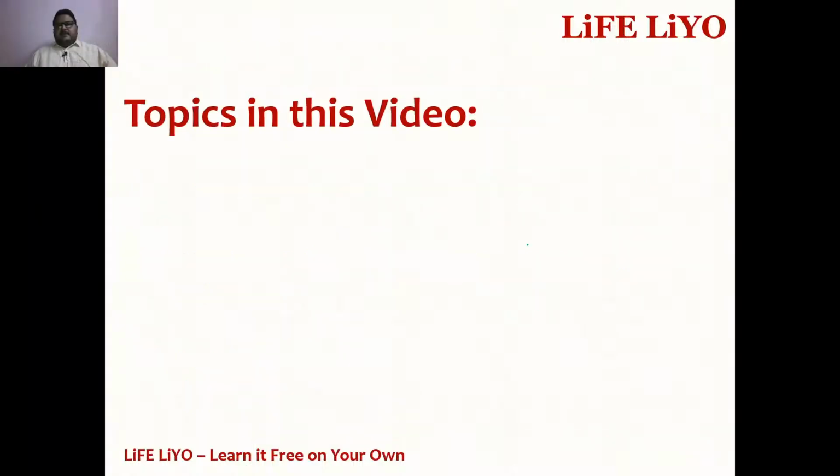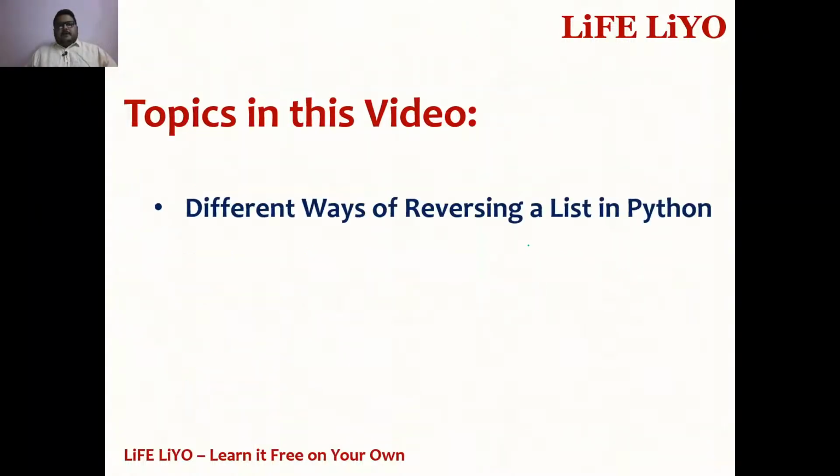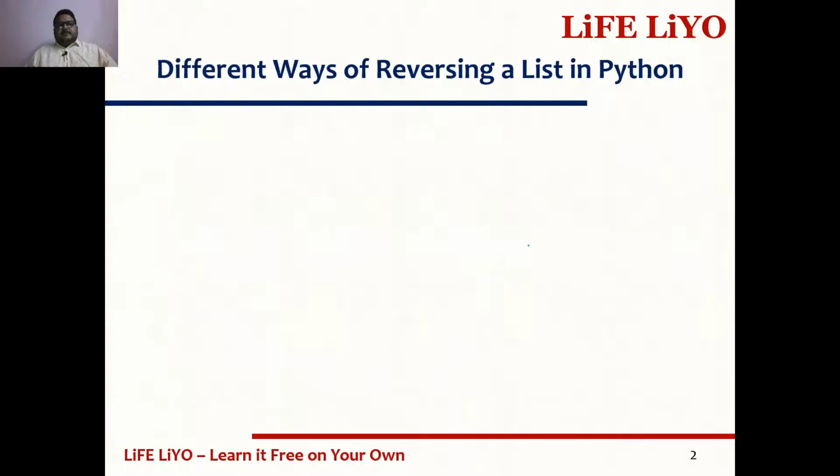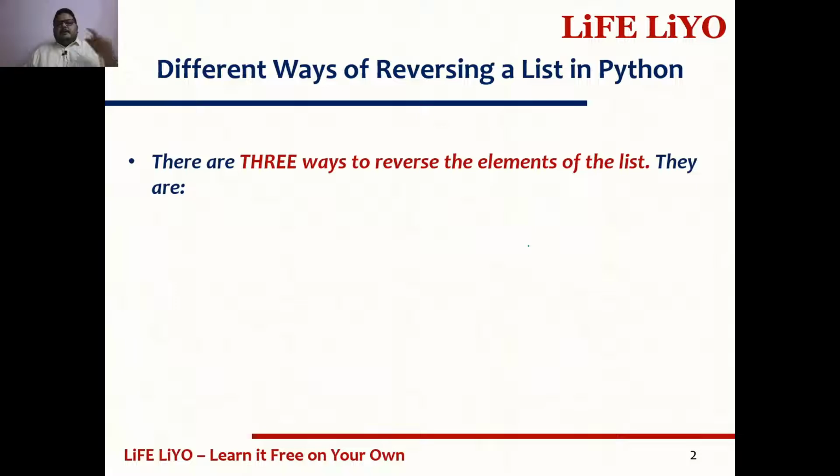In this video I am going to discuss different ways of reversing a list in Python, with examples. You might think that reversing a list is not a big thing, but in Python we have different ways to reverse a list. In short, we can say that there are three ways. But another way is also there, which is optional, that is the manual way.